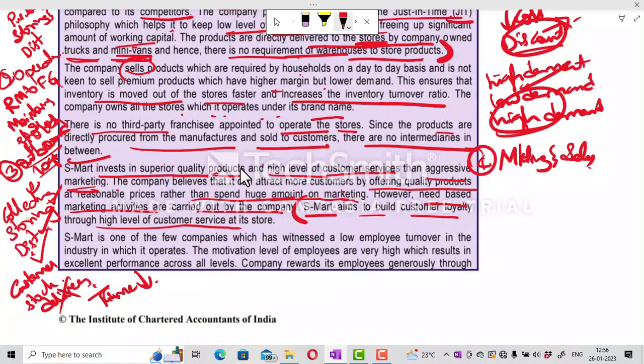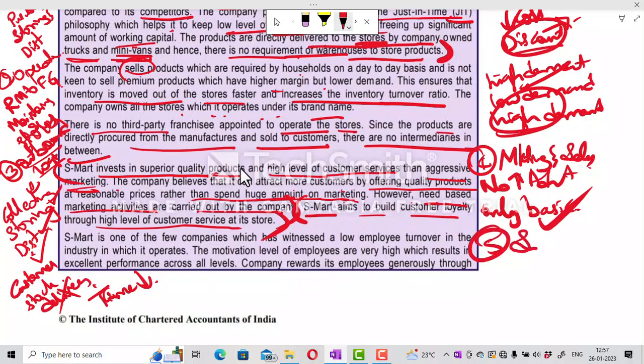So, this comes under service. Up to here, marketing and sales. So, there is no high marketing, no high advertisement. Only the basic amount of advertisement which is required for sales will be given here, and they will sell through their own stores. Fifth one, service. What is a service? After selling, whatever customer service they give to their customers comes under here. S-Mart is building high customer loyalty through a high level of customer service. So this will be the service point.